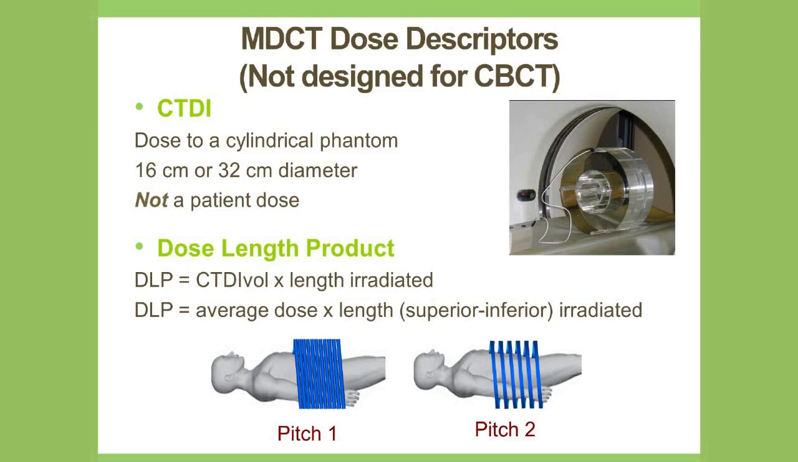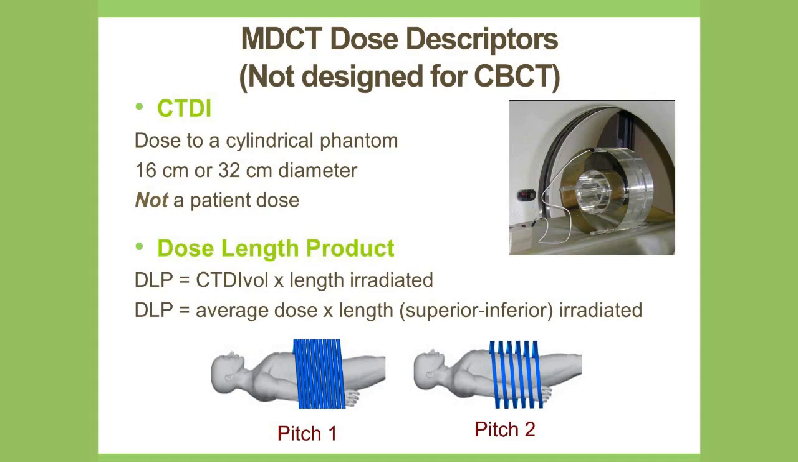For multi-detector CTs, there's a descriptor that is called CTDI. It was never designed for cone beam CT, but your cone beam CT, if you have one, may give you that information. It is the dose to a cylindrical phantom, 16 or 32 centimeters in diameter, and it is, again, not patient dose. It is a descriptor that we can use to compare protocols, whether this one's higher or this one's lower at describing dose, and we can use that data as sort of a comparison of protocols.